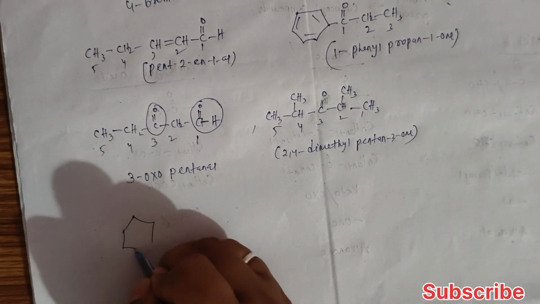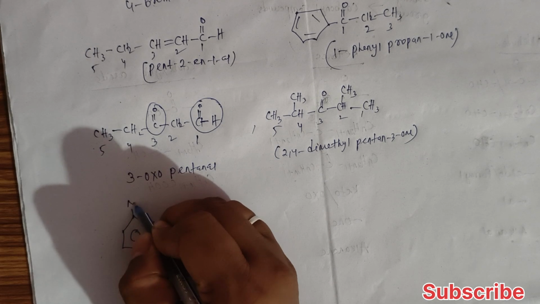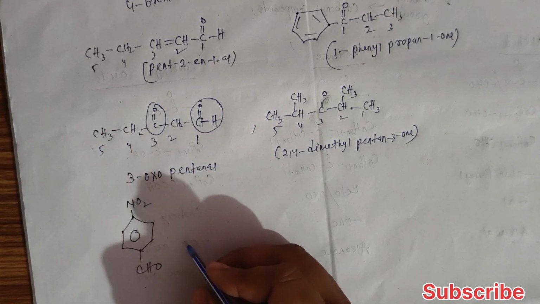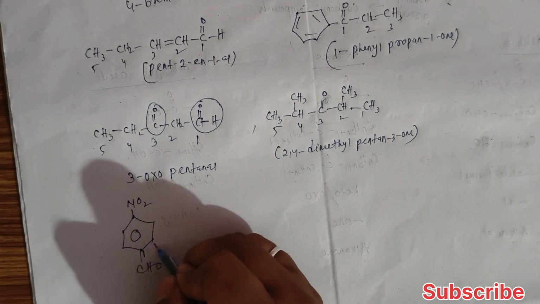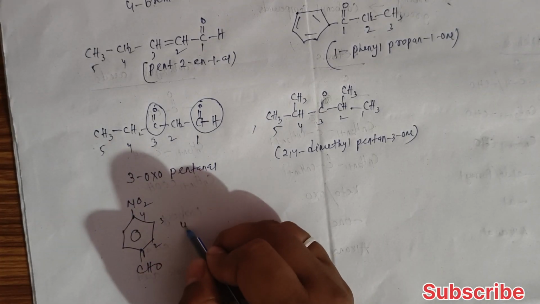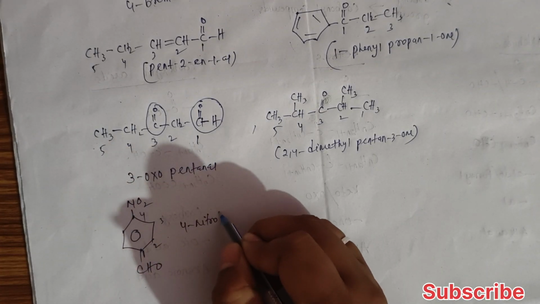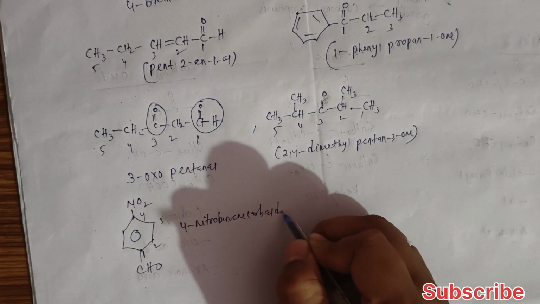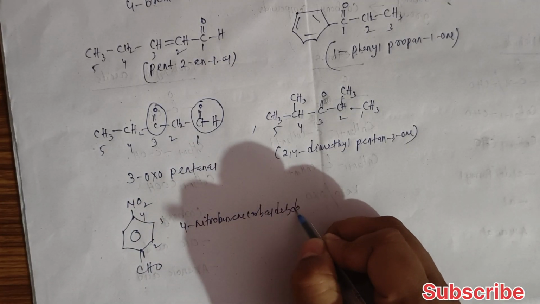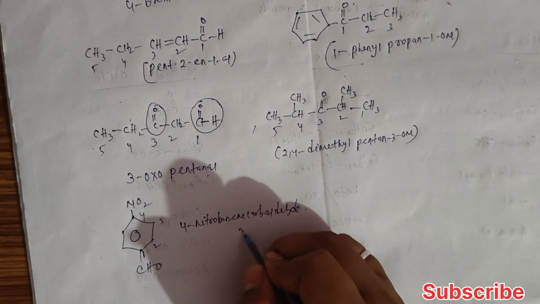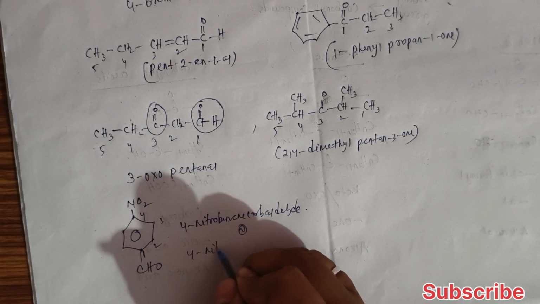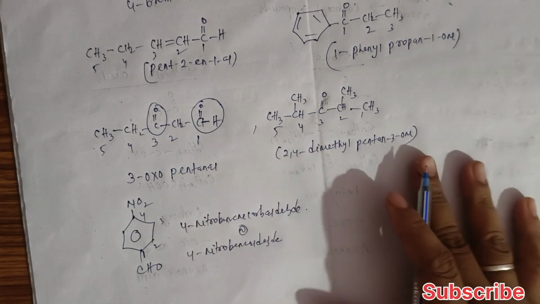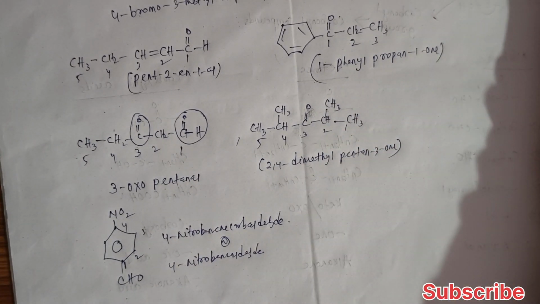Now if I connect a nitro group to CHO, what will be its name? So counting will be 1, 2, 3, 4. So what will its name be? 4 nitro benzene carbaldehyde, or 4 nitro benzaldehyde will be its IUPAC name.